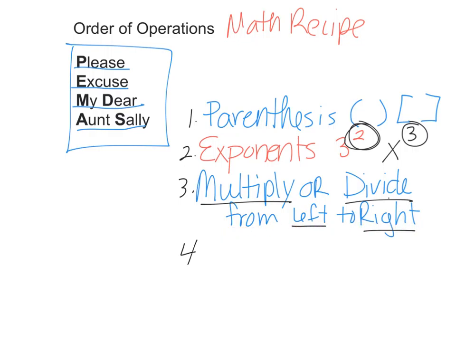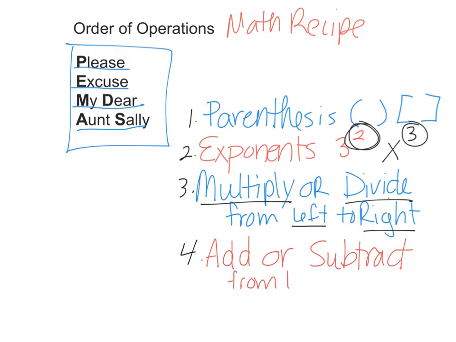Then your final one for Aunt Sally is add or subtract. And this, just like the one above, is from left to right. Again, just like above with number 3, we're going to add or subtract from left to right. So if subtraction comes before the addition, moving from left to right, you do that first.